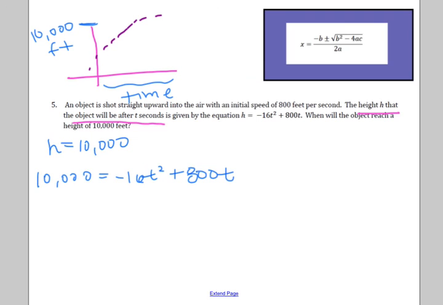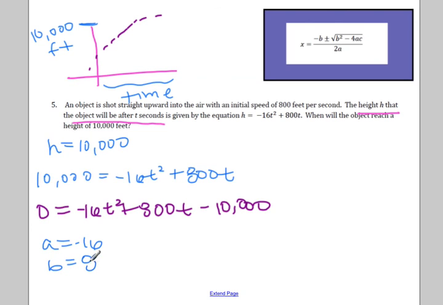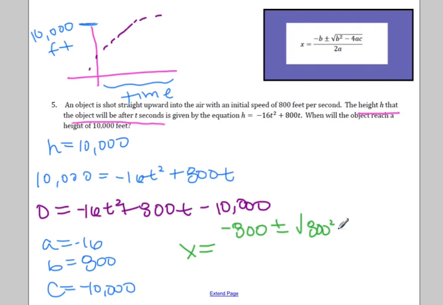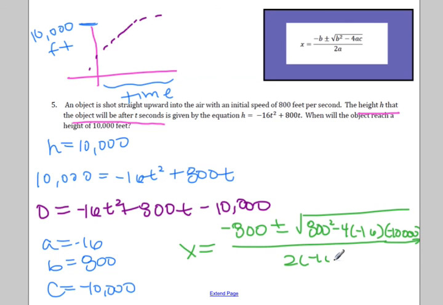This is one where it's quadratic. I'm going to get everything to one side, so 0 is equal to negative 16t squared plus 800t minus 10,000. Okay, you could try and take out a GCF and factor, or you can use the quadratic. It's up to you. I'm going to go ahead and use the quadratic. So my A is negative 16, my B is 800, and my C is negative 10,000. So quadratic, opposite of B, so negative 800, plus or minus the square root of B squared, so 800 squared, minus 4 times my A times my C, all over 2 times negative 16.